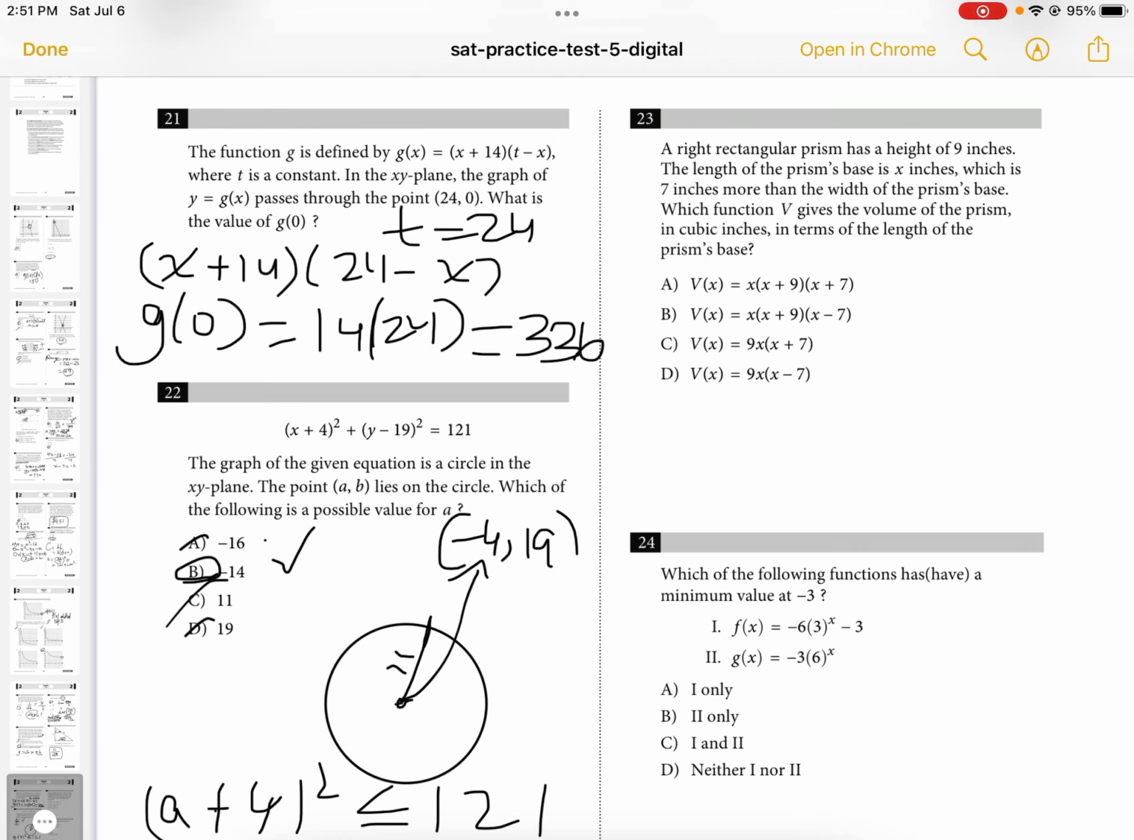Alright, number 23. A right rectangular prism has a height of 9 inches. The length of the prism's base is x inches, which is 7 inches more than the width of the prism's base. Which of the following functions gives the volume of the prism?